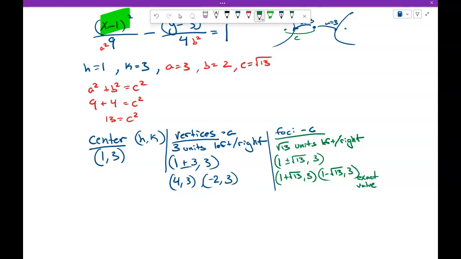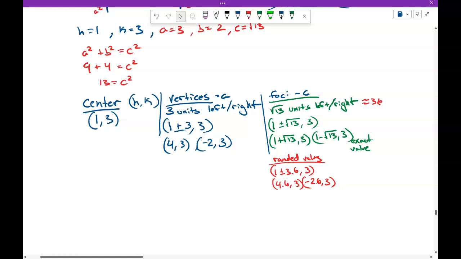If you need to actually plot the points, you'll have to use rounded values. And since the square root of 13 is approximately 3.6, you would just add and subtract 3.6 from the x value and get your location of (4.6, 3) and (negative 2.6, 3). So those would be rounded locations.